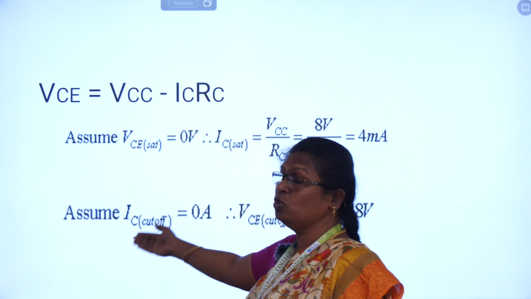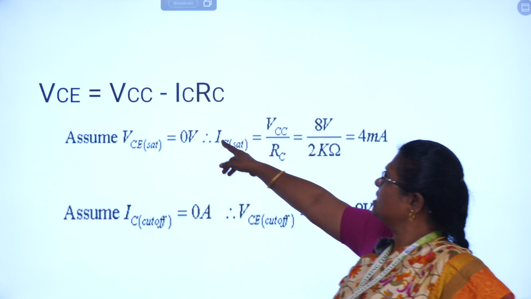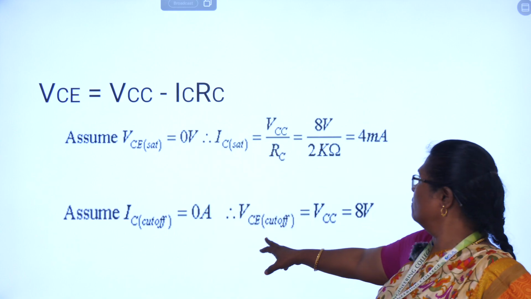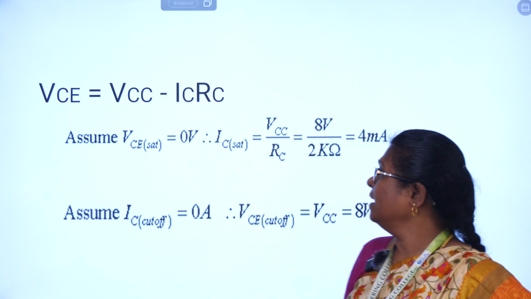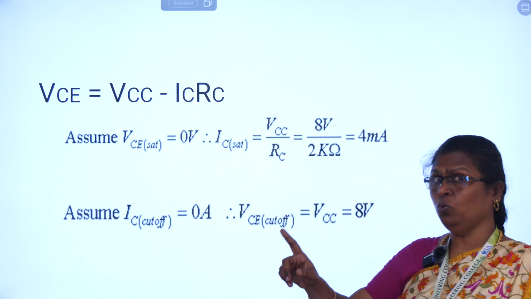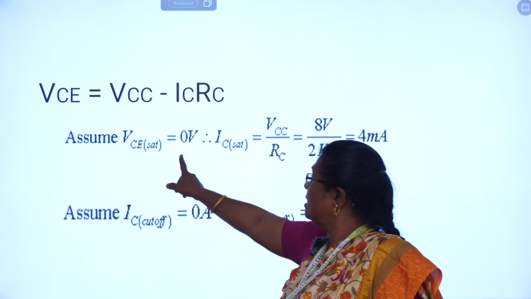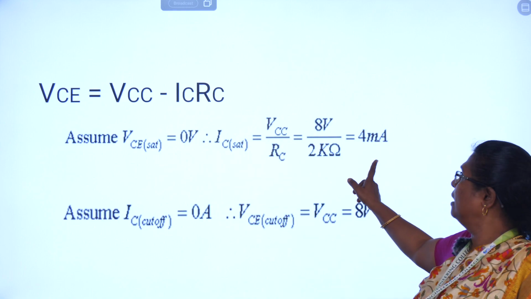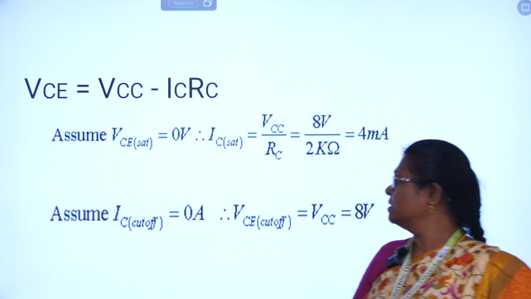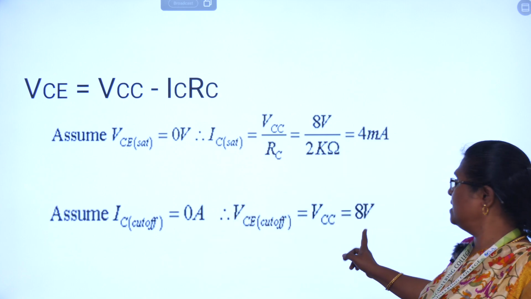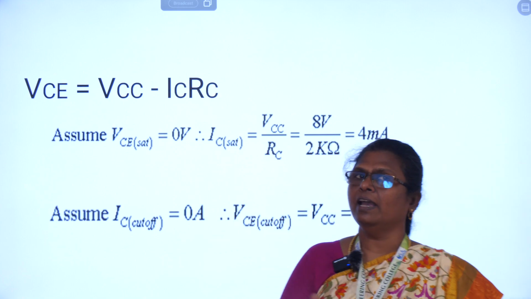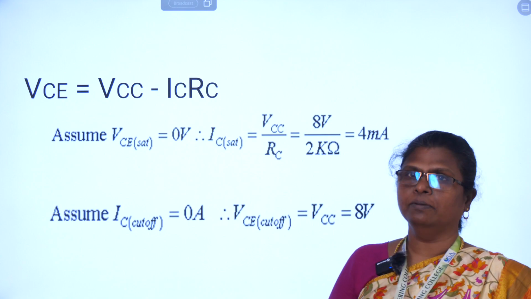Similarly, let us assume IC to be 0. By substituting IC as 0, VCE will be equal to VCC, which is equal to 8 volts. So we have determined two values. When VCE equals 0 volts, then IC is equal to 4 milliamps, and when IC is equal to 0, then VCE is equal to 8 volts. So we have determined the two extreme values.